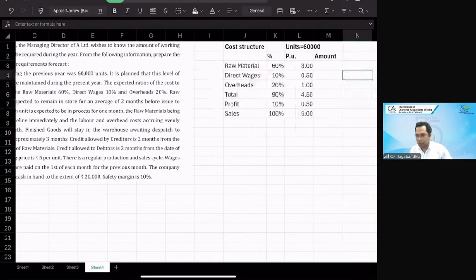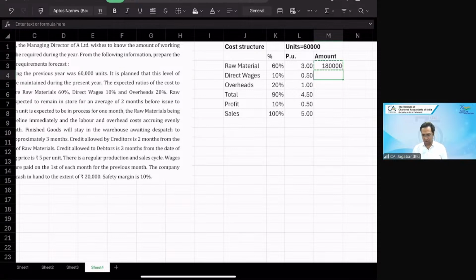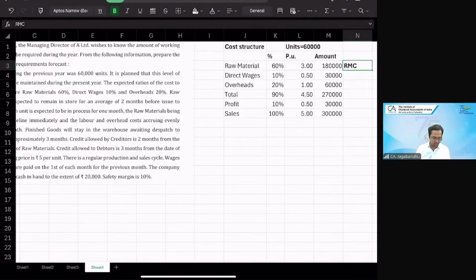Now, amount wise, the total raw material that we have is 3 rupees into 60,000. This 1,80,000 is going to be, remember, the raw material consumption. Using this raw material consumption, we are going to prepare the forecast of working capital. For the forecast of working capital, we also need the operating cycle numbers.